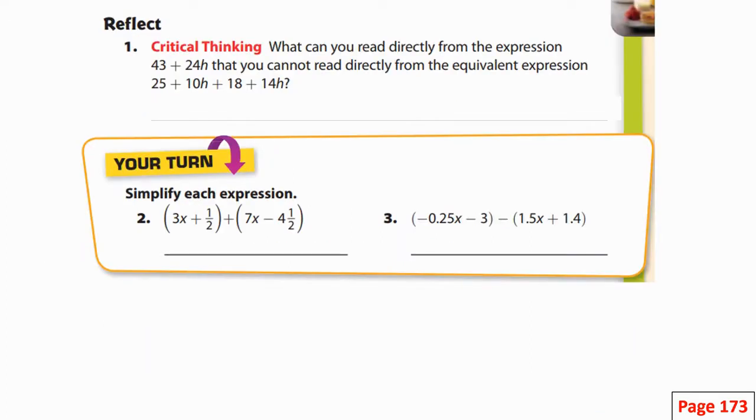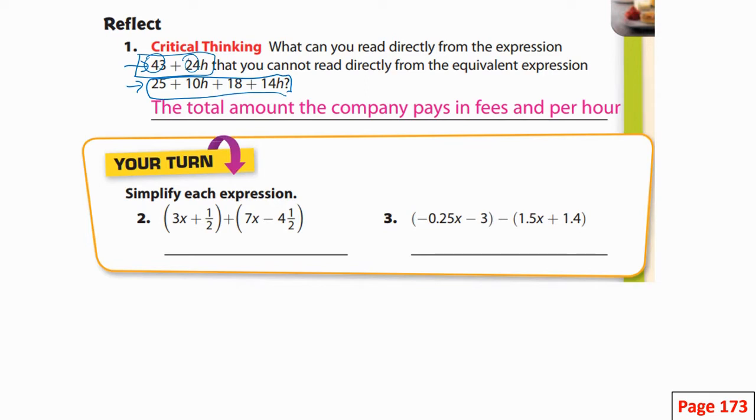And what can you read directly from this expression here that you don't get from this? Well, you can see that 43 is the total for fees and 24 is the total for the hourly wages. And you don't get that from the long expression. And this is the core of what we're looking at here. We are simplifying algebraic expressions, which means we're taking this long expression here and turning it into a small one here, which is easier to read. So what do you get from this? You get the total amount the company pays in fees and per hour. It's broken out, easier to see.